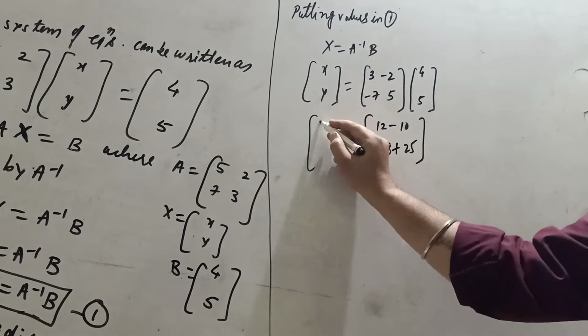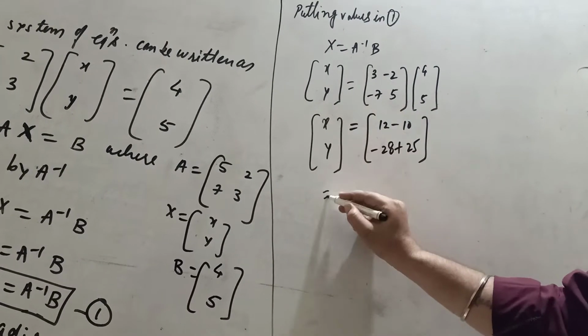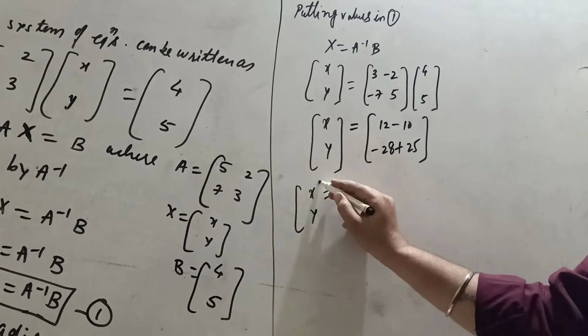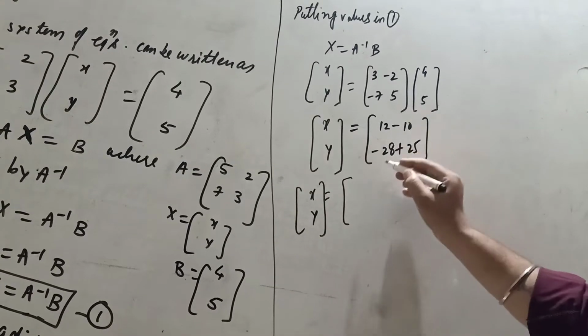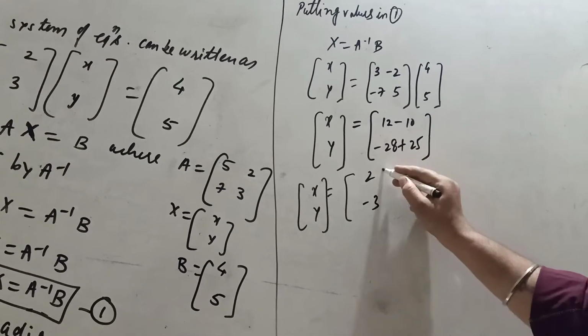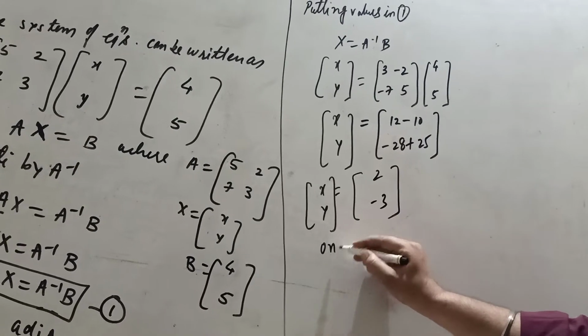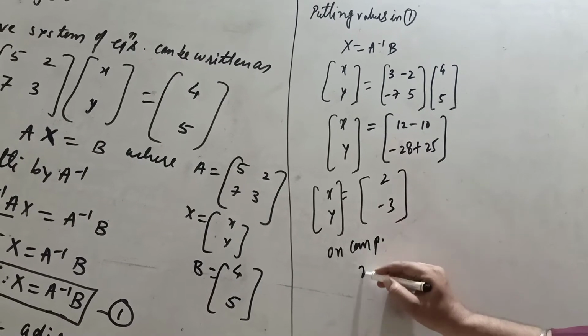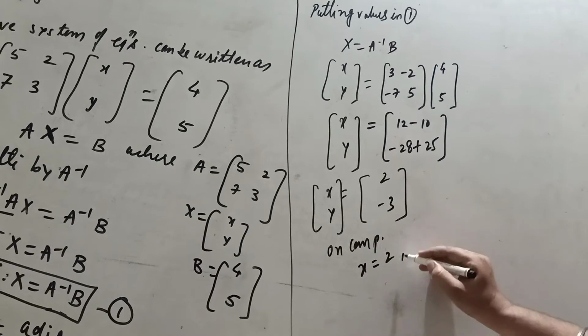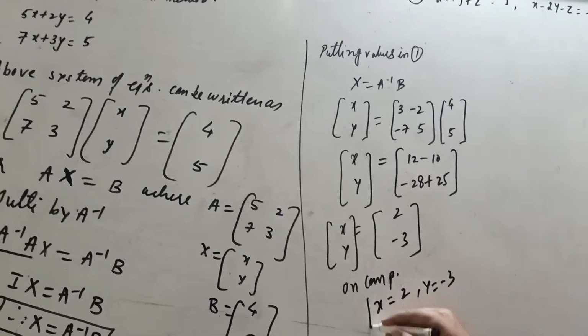So this is what? 12 minus 10 is 2, and this is minus 3. So on comparing, we can say that x equals 2 and y equals minus 3. This is the answer.